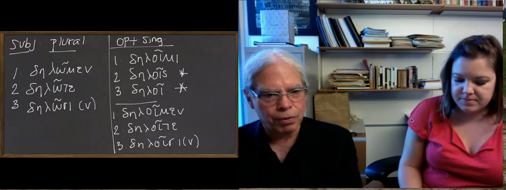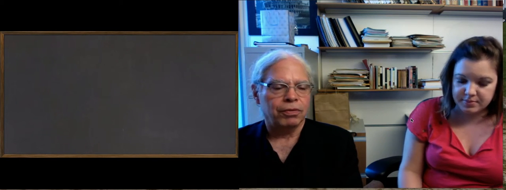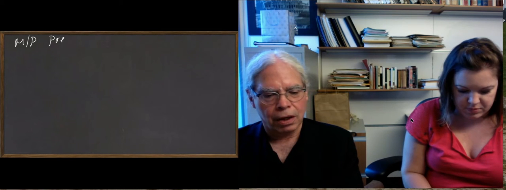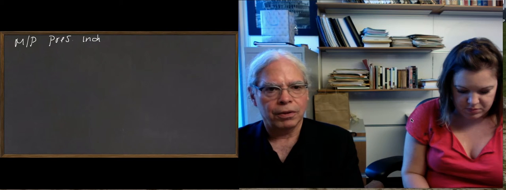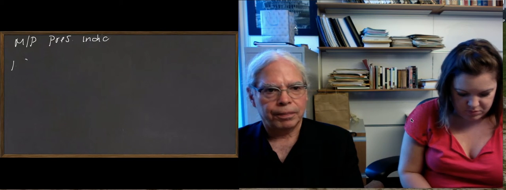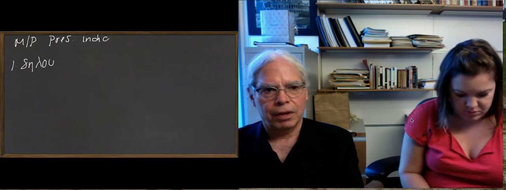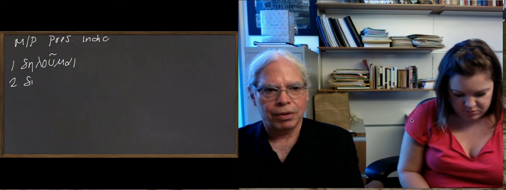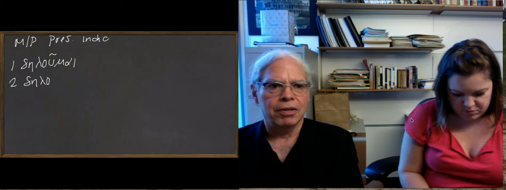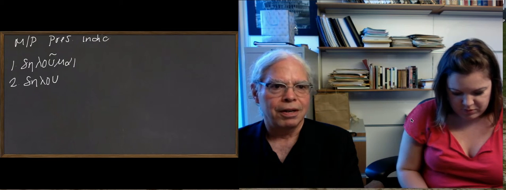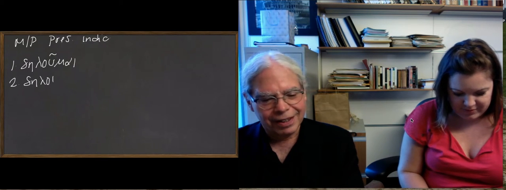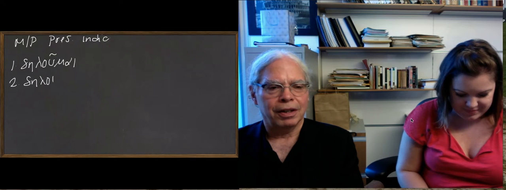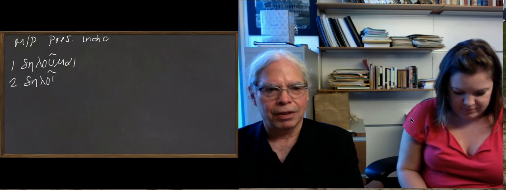This messes things up. Maybe we should move to a new page. And let's look at the middle passive present indicative of deloo. So there you're going to get delumai in the first person singular. That's not bad. Delumai. And what you get as the result of a whole set of contractions here is the horrible thing, deloi. Okay, because you're going to get an eta iota subscript at the end of it.